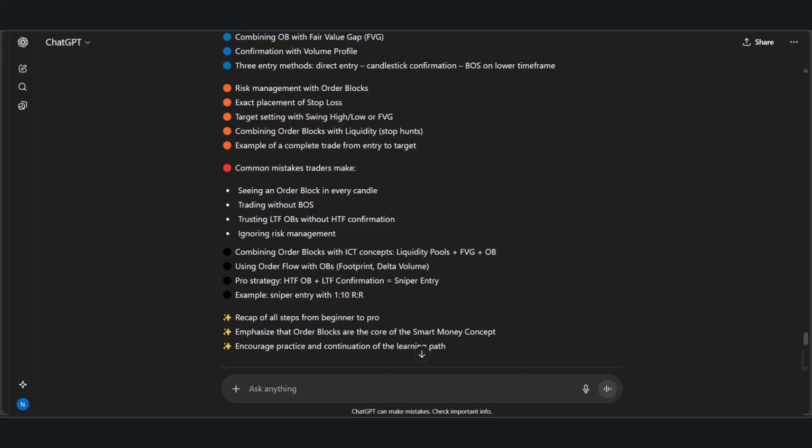We've already given you some examples, dear friends. We went through all of this together, step by step, from start to finish, in a simple way. That means all the information we had about order blocks, all the information that AI had about order blocks, we laid everything out for you clearly and transparently.